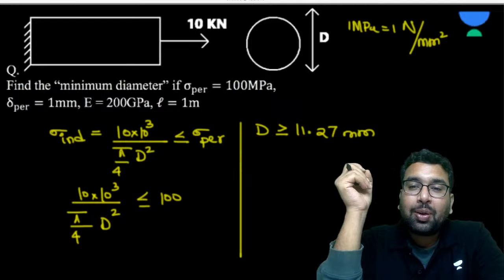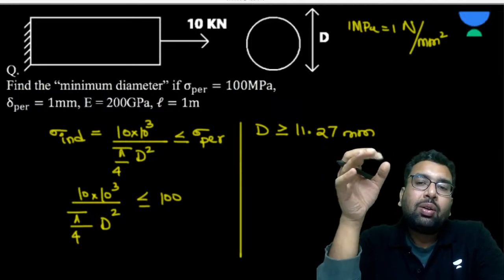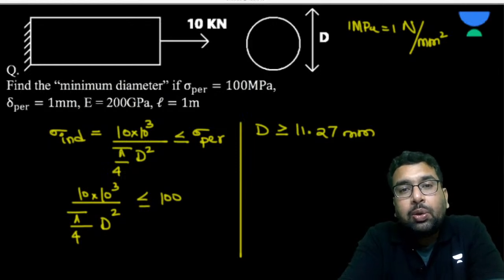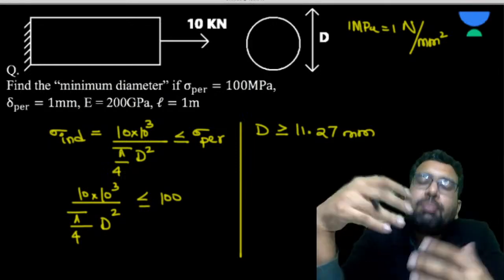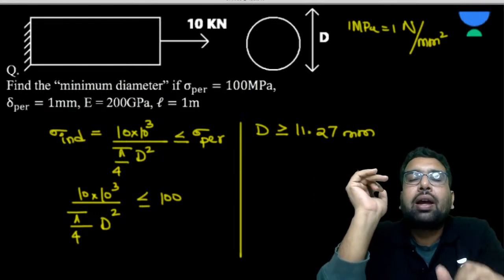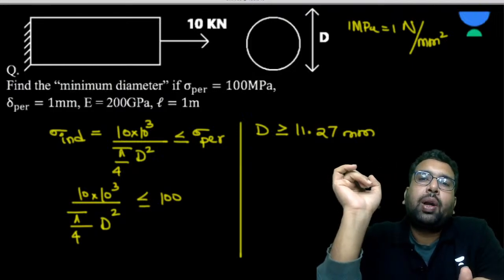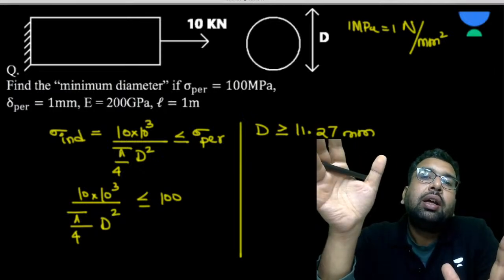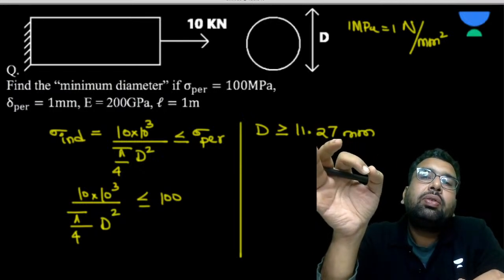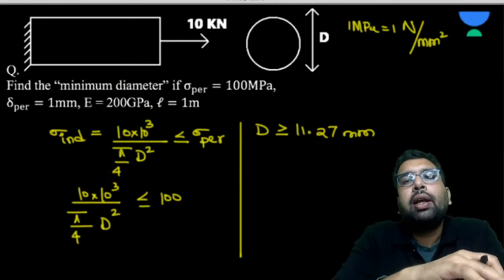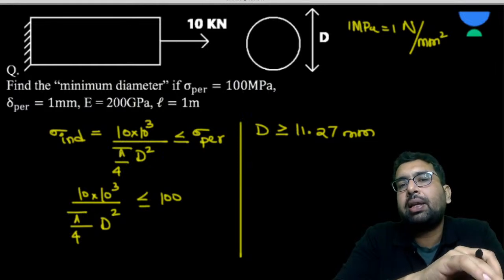But no, sir, this is not the answer. Or whether it is the answer or not, we can't comment on it. Why, sir, can we not comment? Because you have found a solution from one given condition, but you have one more condition. The first condition that must be satisfied is that the permissible stress on the body is 100 megapascal.